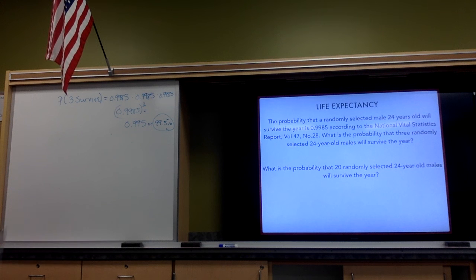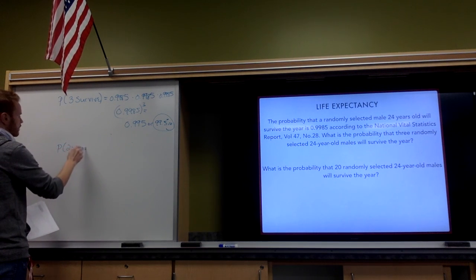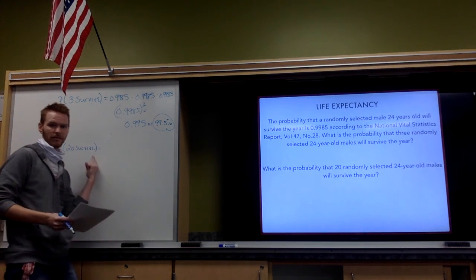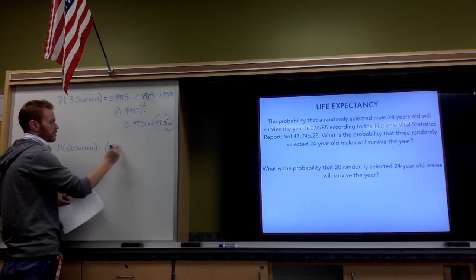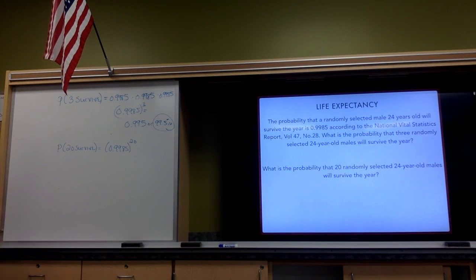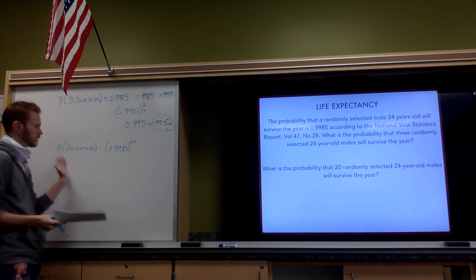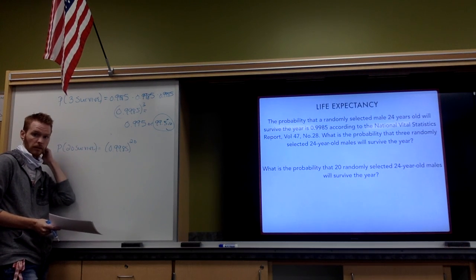Now, look at part 2 of this. The probability that 20 will survive, that all 20 of them that you select. Now, I could write out that probability 20 times, or we can shorten it and just do this to the 20th power. Okay? Now, I want you to think about something for a second. I'm selecting more people this time. What do you think is going to happen to the probability? Should decrease, right?